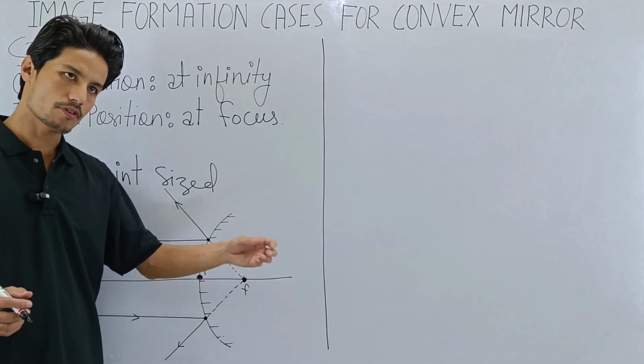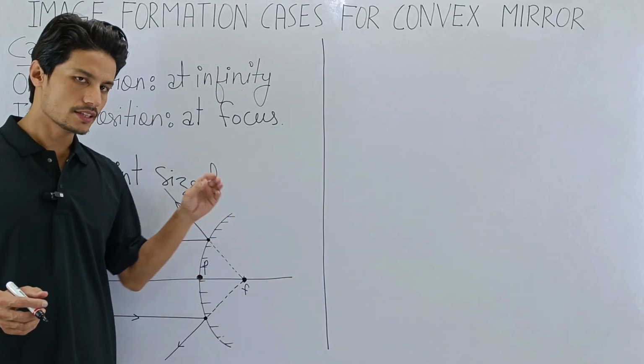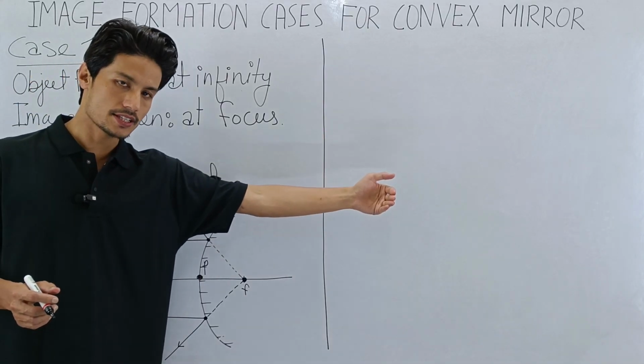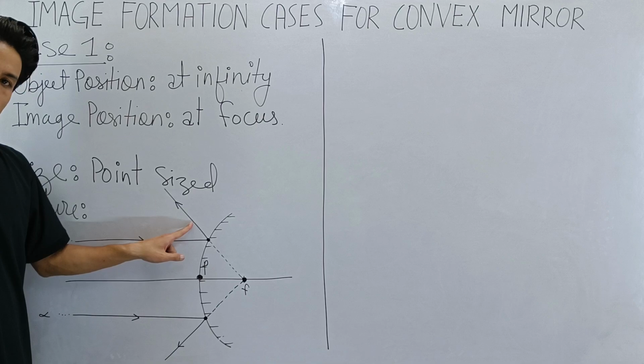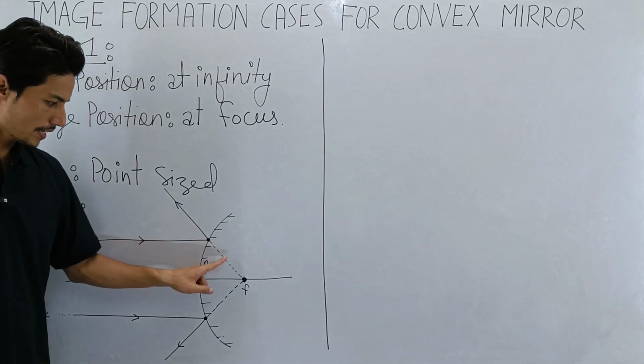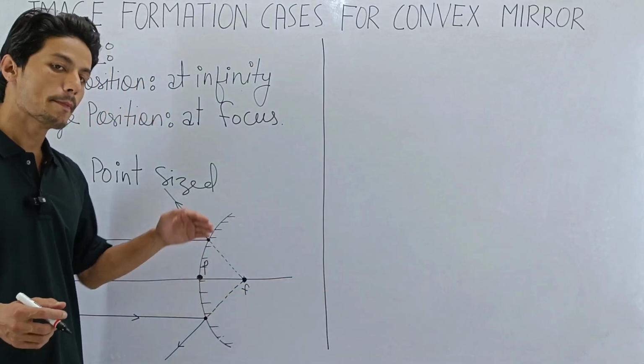The same thing is happening for case 6 for concave mirror. So we trace it back, and then they appear to meet behind the mirror. That is case number 6 for concave mirror. Here also, this is the actual reflected ray. So what we do is we trace it back, and then they appear to meet at focus. So this is a virtual image, formed behind the mirror.